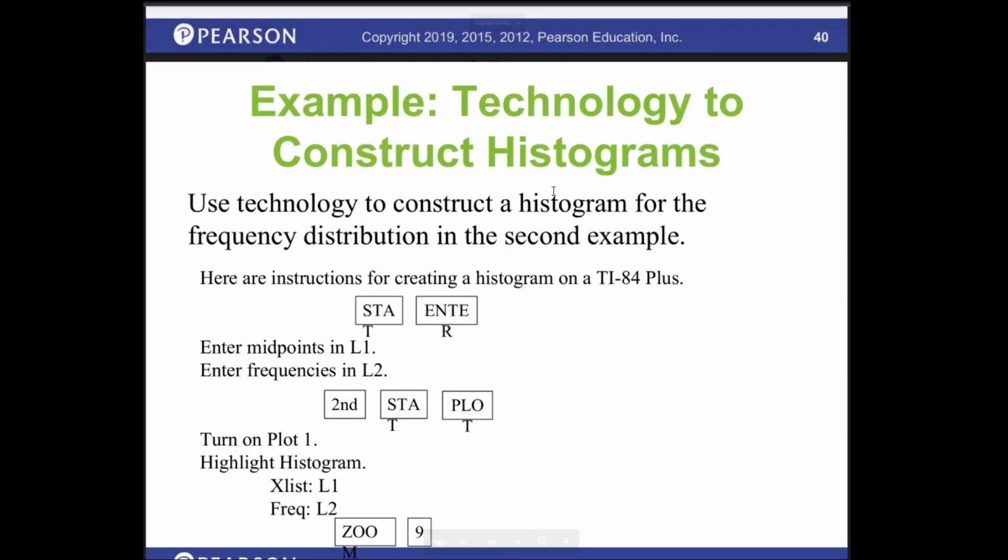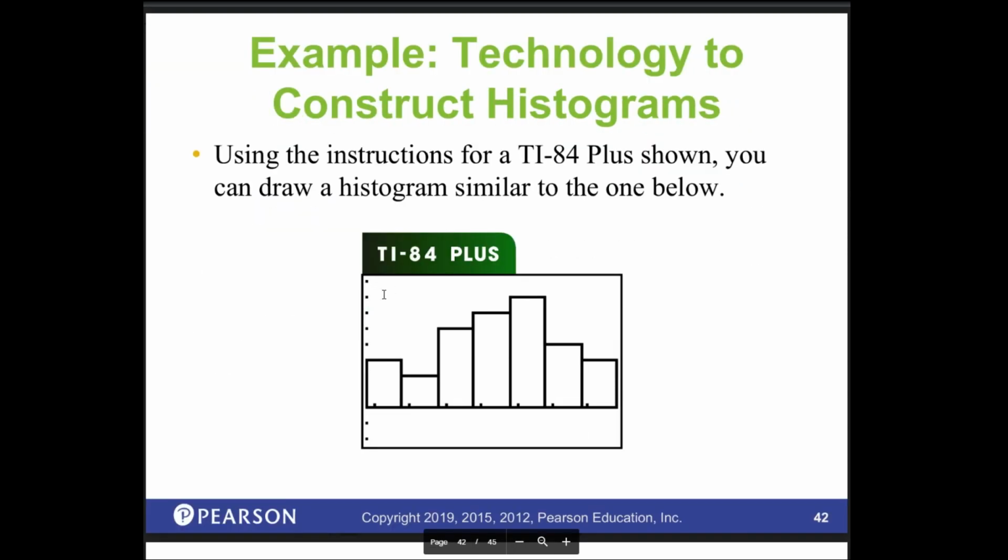And in technology to construct histograms, we're going to use an example from here. We're going to use technology to construct a histogram for the frequency distribution in the second example. Over here we can see we have to use a TI-84 Plus calculator, your graphing calculator. We enter the midpoints in L1 and the frequencies in L2, then turn on Plot 1, highlight the histogram, and use L1, L2, and so on and so forth.